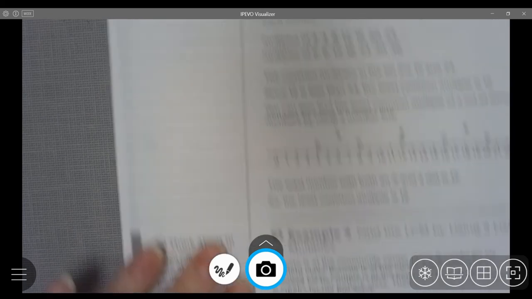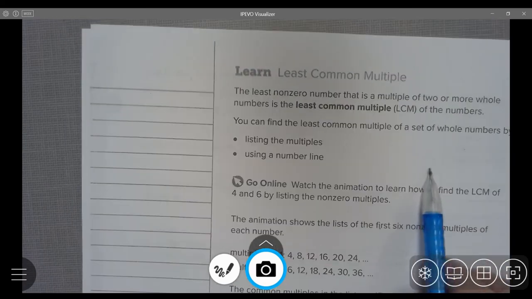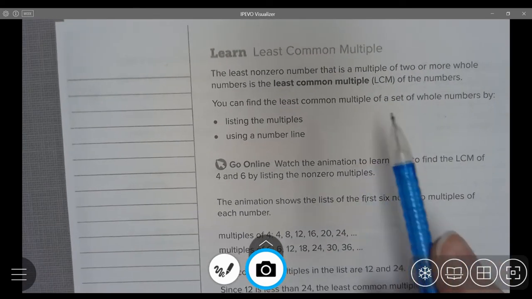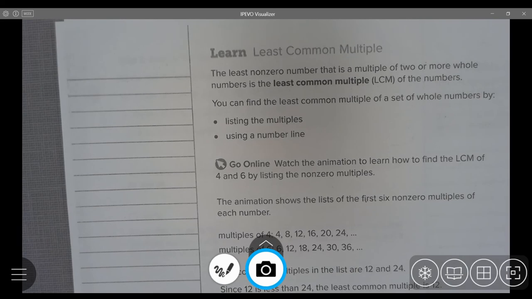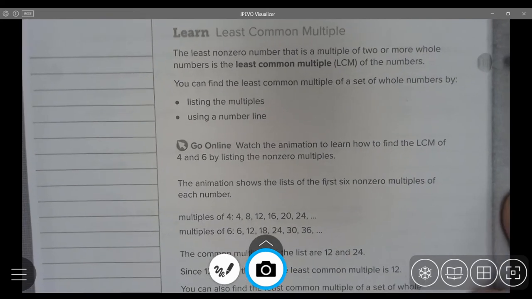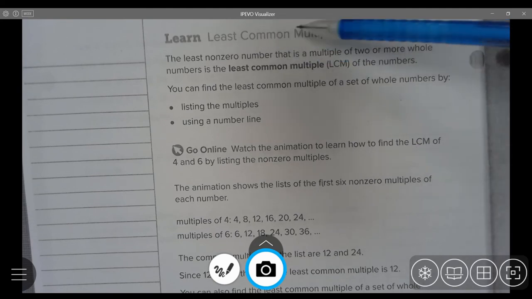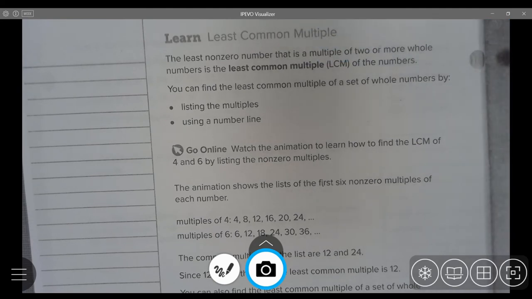Continuing on to page 298. At the top, learn least common multiple. All right, so we just did greatest common factor. Now we're going to look at least common multiple. So multiples, remember multiples are like skip counting or counting by 5s or counting by 2s. There's a number of ways to describe that. So least common multiple would be the smallest of those numbers.